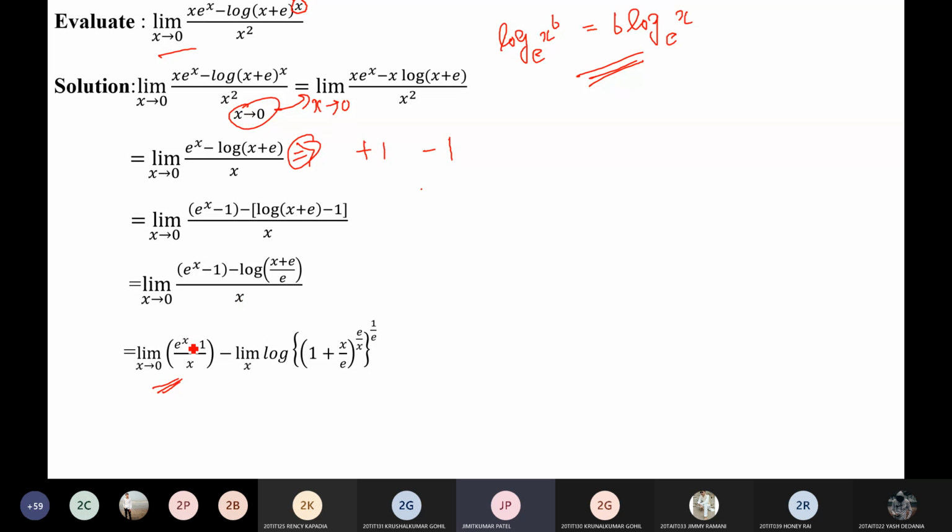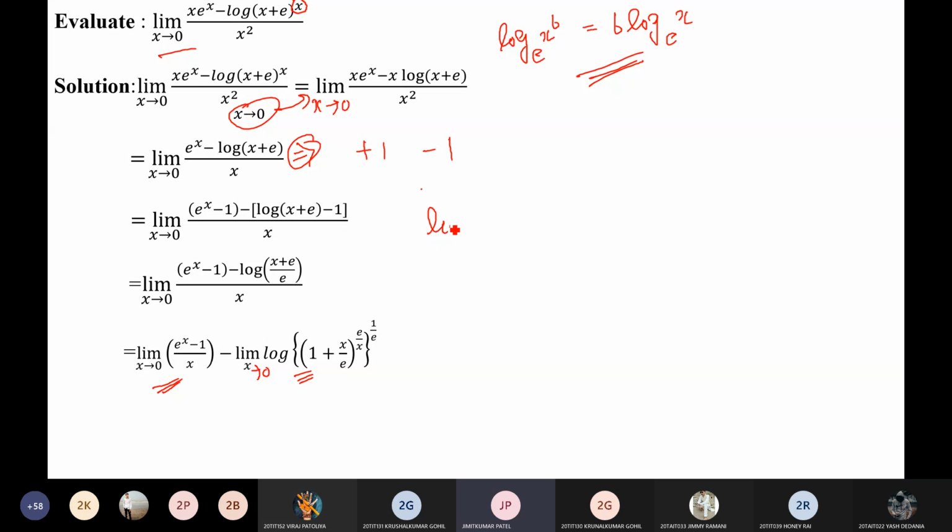So limit x tends to 0, e raised to x minus 1 upon x, minus limit x tends to 0 log of 1 plus x by e, all raised to 1 upon x times 1 upon e. How can we do this? Anybody? ये कैसे आया? So we use the property of log. Divide कर दिए. Yes, we use the property.